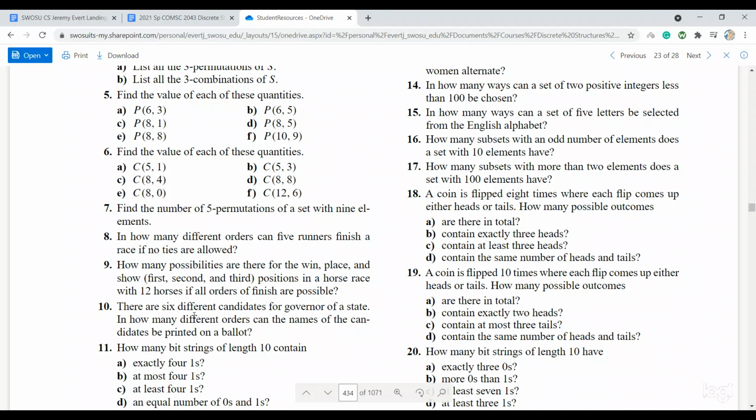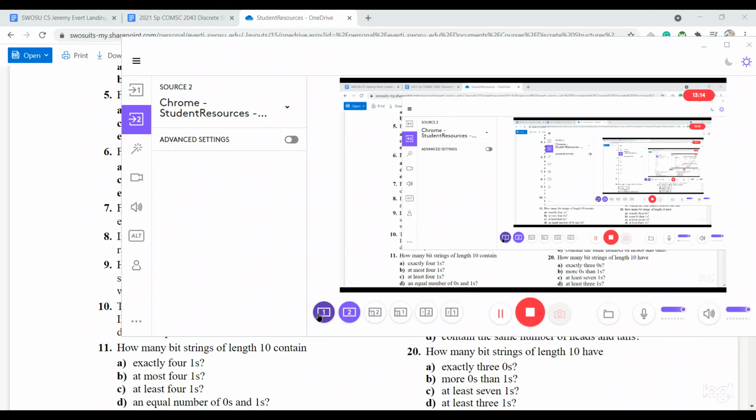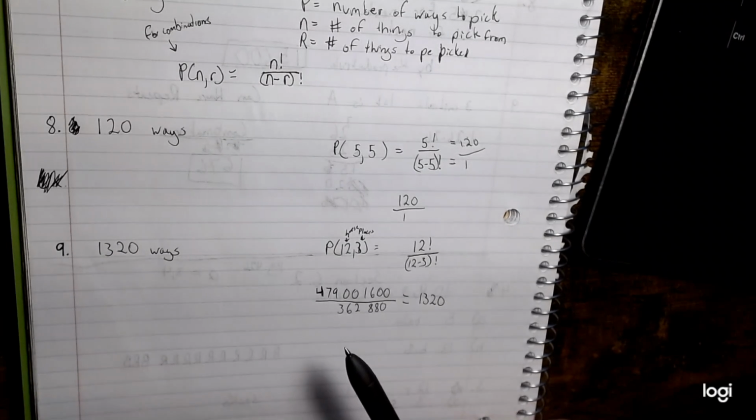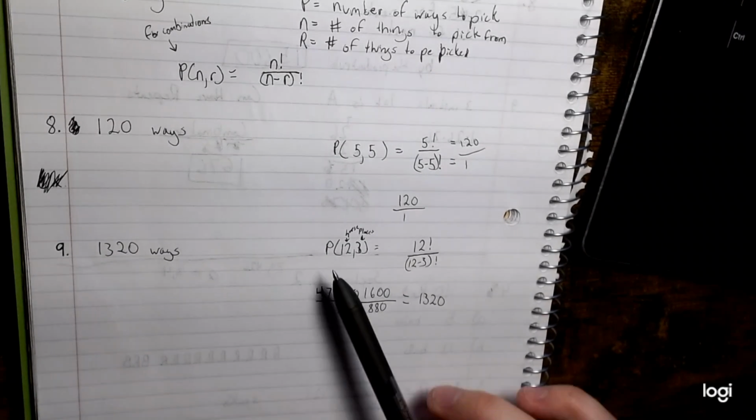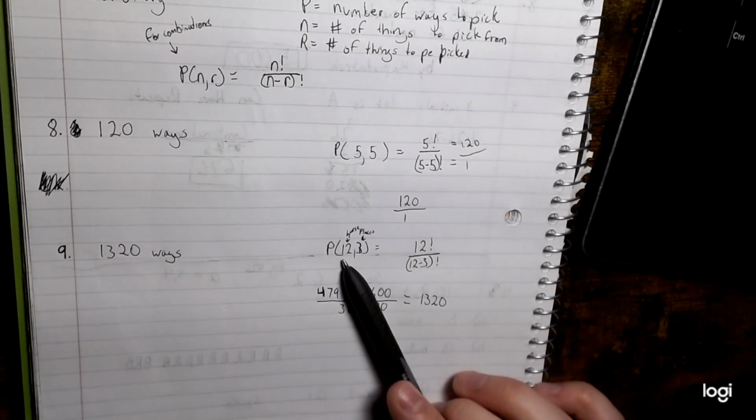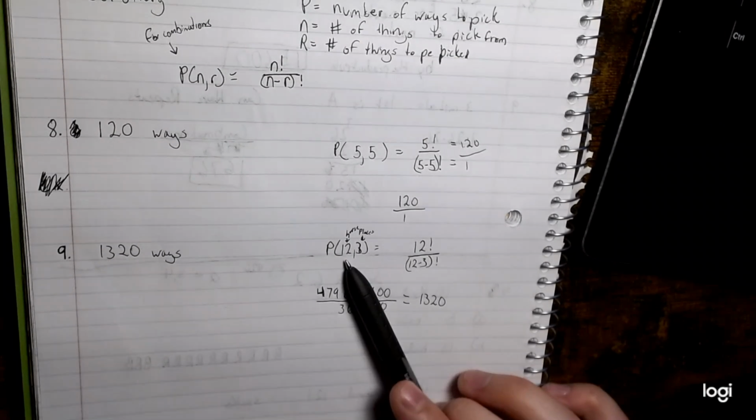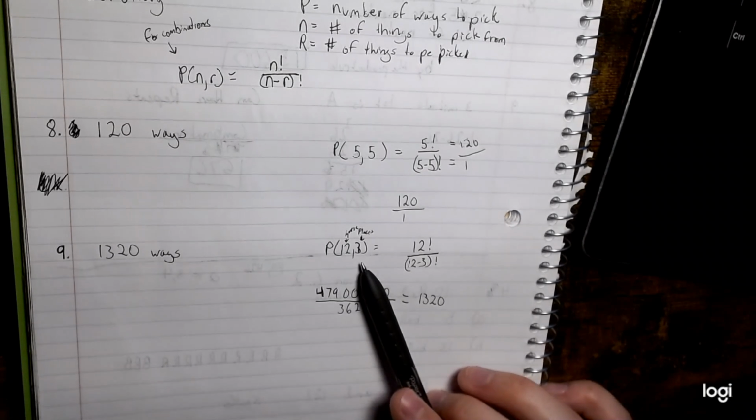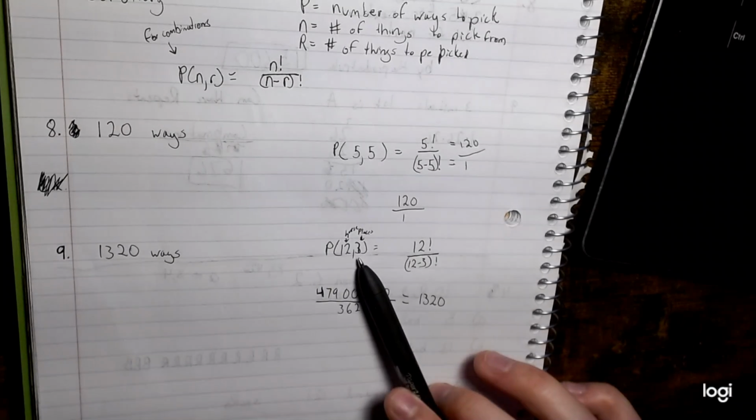Question 9, I'll read it again so we can have it fresh in our memory. How many possibilities are there for win, place, and show, first, second, and third positions, in a horse race with 12 horses if all orders of the finish are possible? So, hop right back over. We can only show first, second, and third. So we use the same corollary for combinations, which is this right here. The things we can pick from are 12, but we can only show 3. So 12 horses, 3 places.